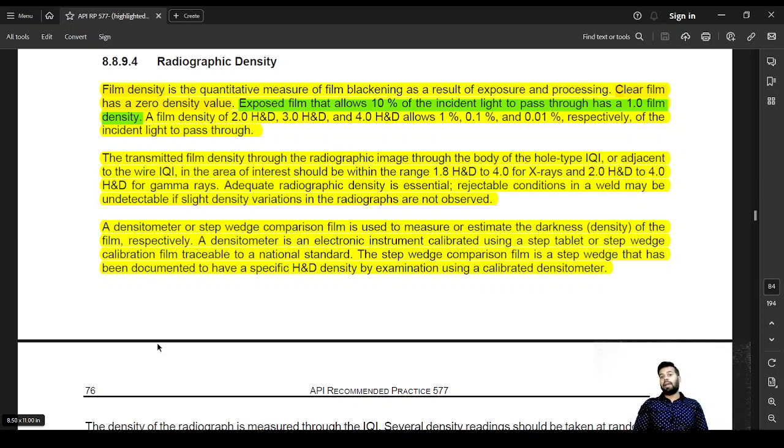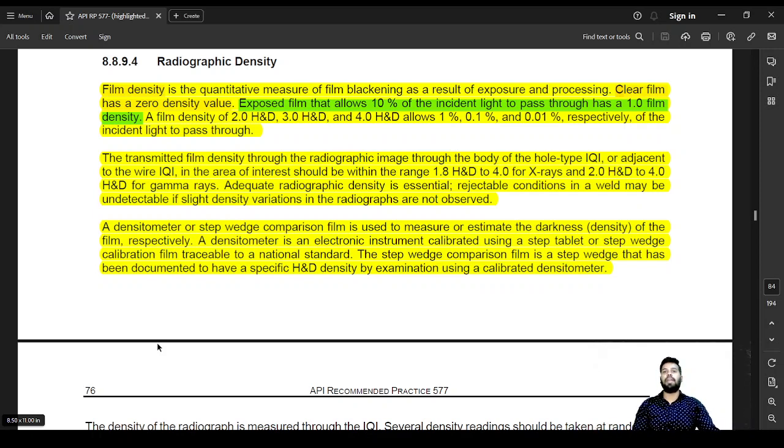So the exposed film that allows 10% will be given density number 1. Film densities 2, 3, 4 allow 1%, 0.1% and 0.01% respectively of the incident light to pass through. The transmitted film density through the radiographic image through the body of the hole type IQI or adjacent to the wire type IQI in the area of interest should be within the range of 1.8 to 4 for X-rays and 2 to 4 for gamma rays.